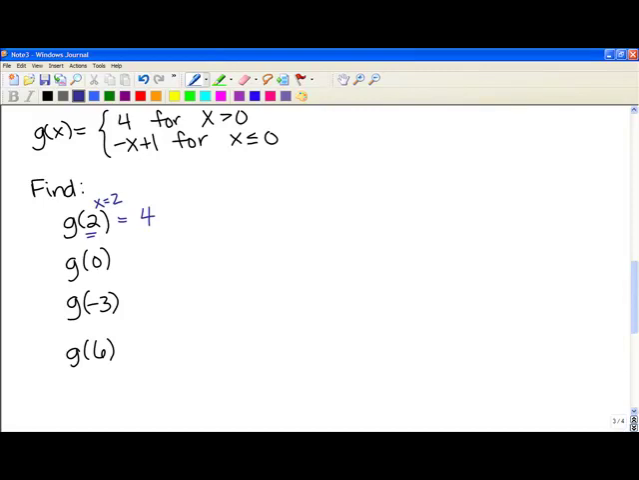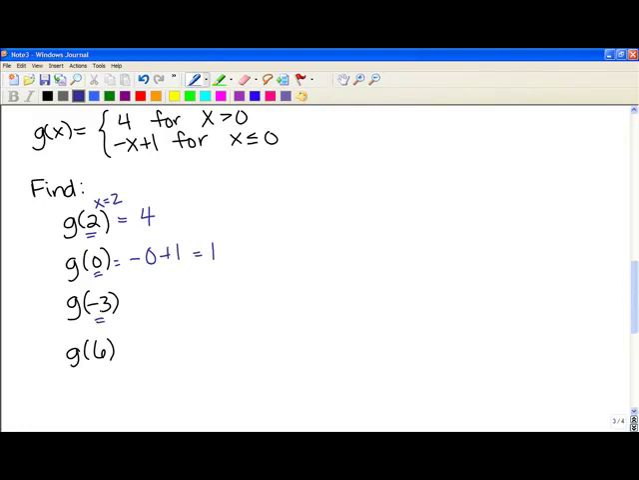Alright, now look at the next one. 0. We would use the second piece because 0 equals 0. So we'll plug in 0 here. So this will be negative 0 plus 1, or just 1. And this is the answer for that.